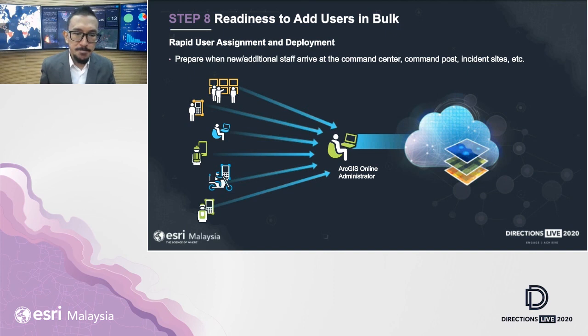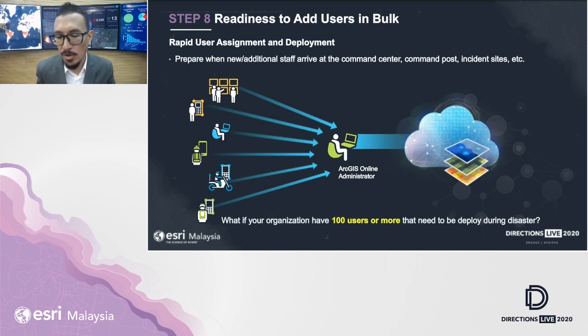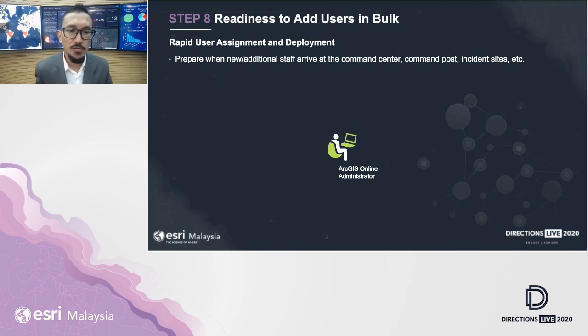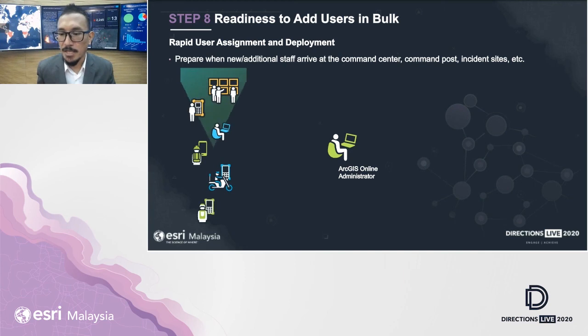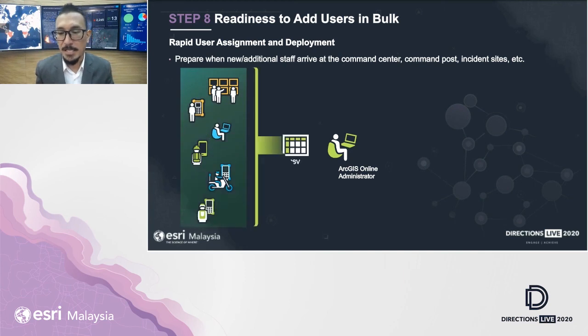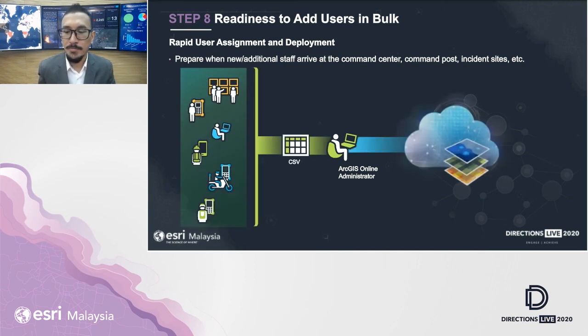And what if your organization or the RGS Online administrator have 100 users or more that need to be deployed during the disaster? In RGS Online, there's an alternative way to add bulk users using the CSV file. It is an easy way for you to use.